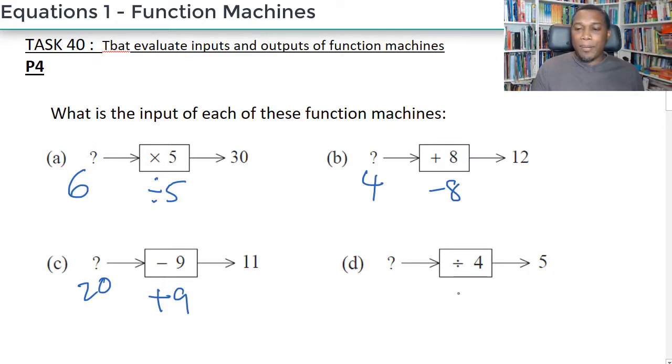What's the opposite of dividing by 4? It's timesing by 4. And 5 4s are 20. Let's check. Get in the habit of always checking. 20 divided by 4 would give you 5. So I'm sorted. We have all our numbers.